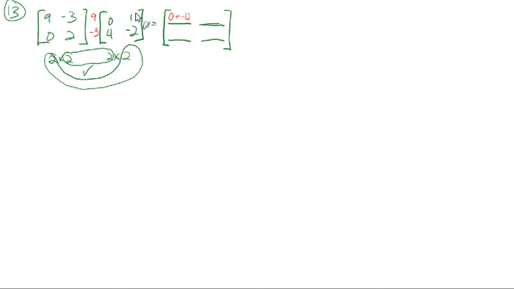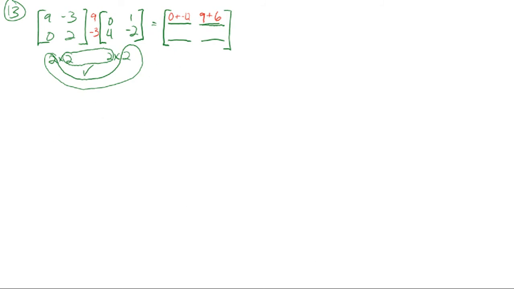Okay, now we move on to the first row and the second column. That's the first row times the second column. Here's the first row rotated like we did just a second ago. First row times the second column. I hope I've been saying second column this whole time. First row times second column. So 9 times 1 is 9, plus negative 3 times negative 2 is positive 6. So add 6.